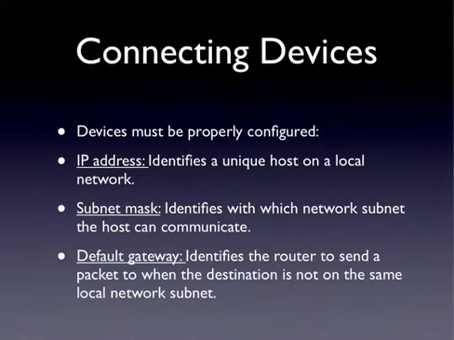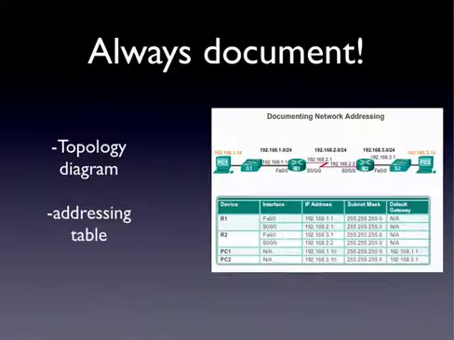In order to connect devices into a router, they must have these three basic configurations done: a static IP address, a subnet mask, and a default gateway. It is very important to always document the topology and the addressing table of the network we are building. This is done very easily: device, interface, IP address, subnet mask, and default gateway.